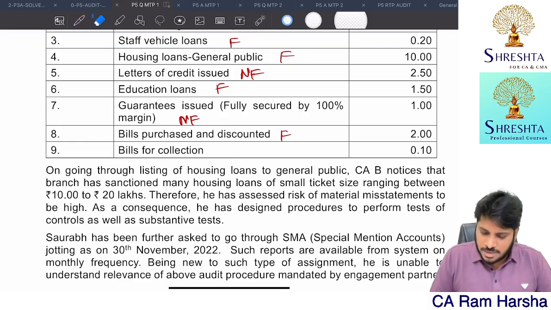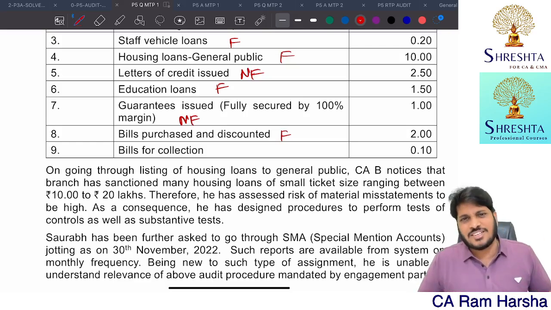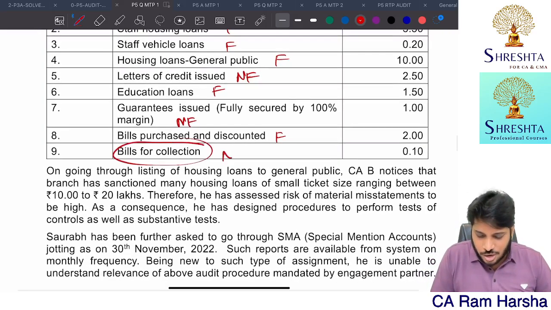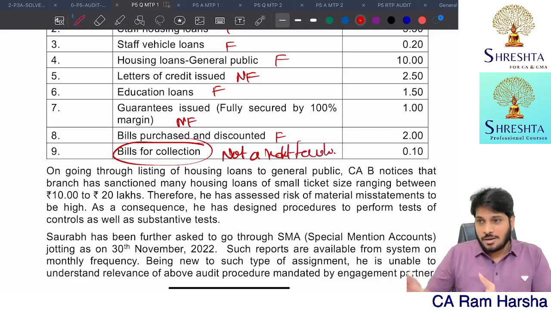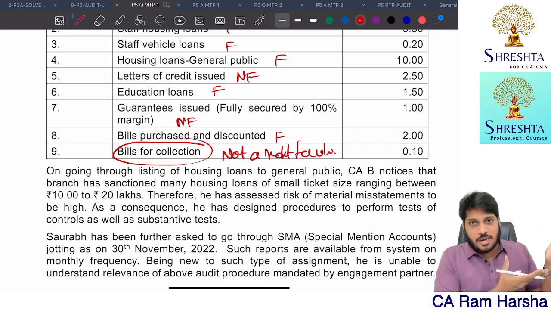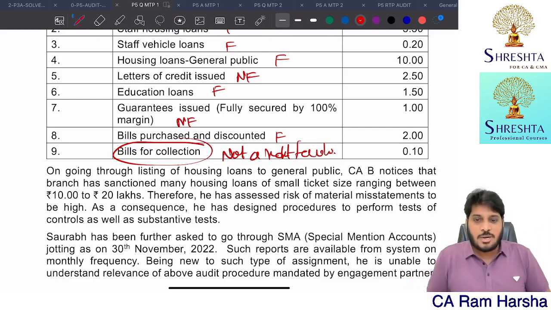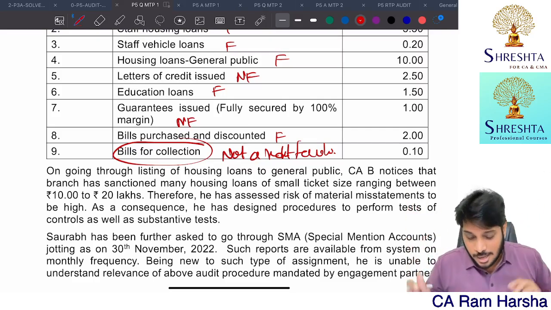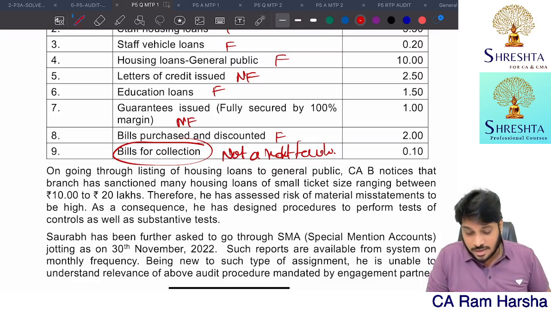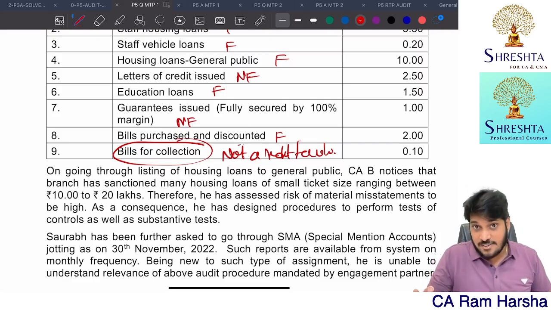Here, first of all, bills for collection do not come under credit facility at all. Bills for collection is not a credit facility, because the customer gave me the bill, I will send it to the other party. If collection happens, I will get commission. That is not about a credit facility at all. Bills for collection is not a credit facility, whereas bills purchased and discounted is a credit facility.